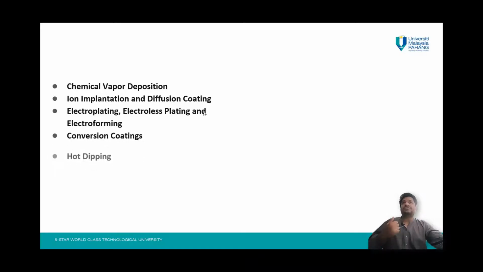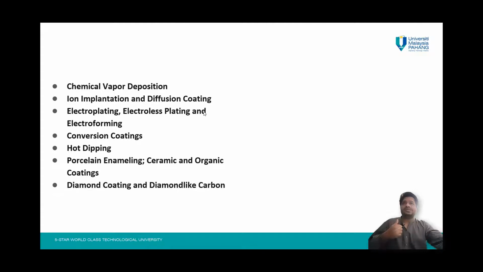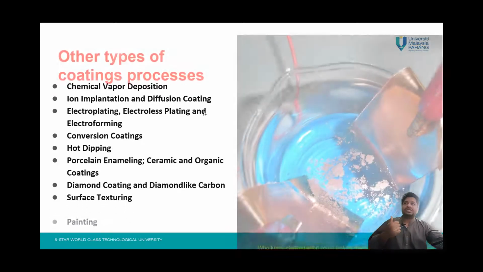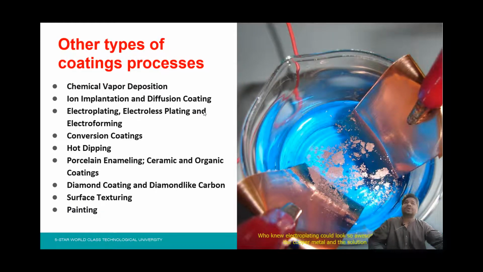You've got conversion coating, hot dipping, porcelain enameling, ceramic and organic coatings, diamond coating and diamond-like carbon coatings, which have a very low friction coefficient and are very hard. Then we've got surface texturing, and last but not least we have painting.